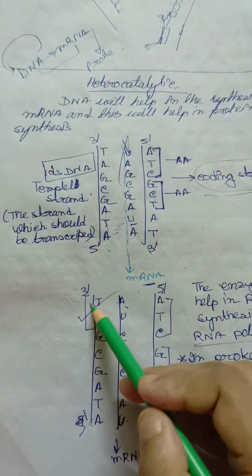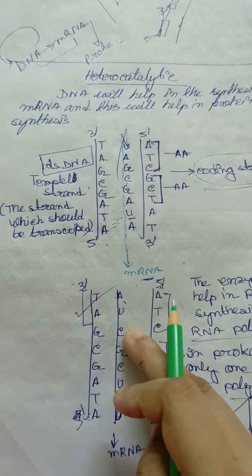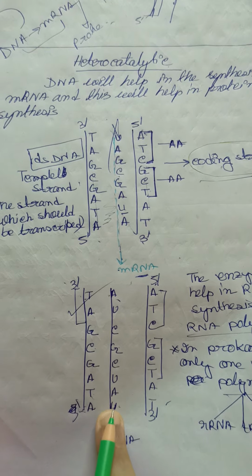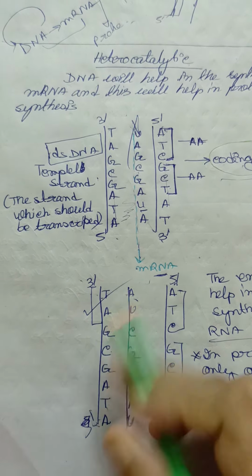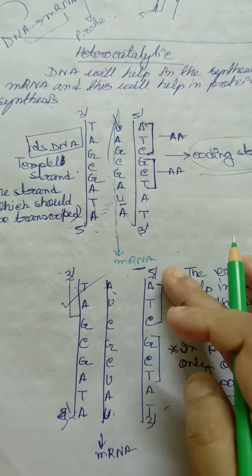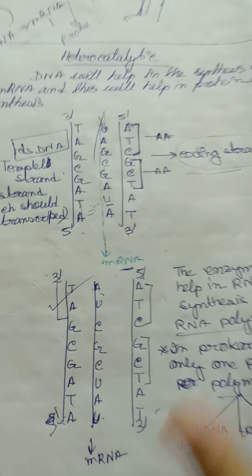So from 3' to 5' end the mRNA will be synthesized, sorry, yeah. So 3' end to 5' end is called the template strand, and 5' end to 3' end we will call the coding strand.